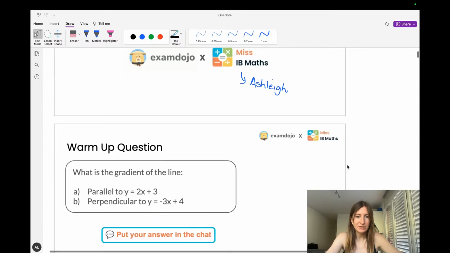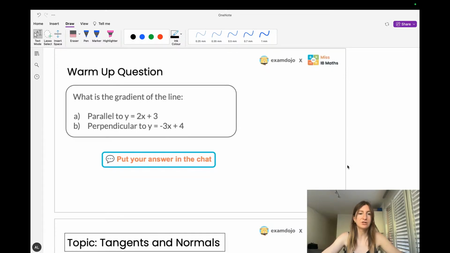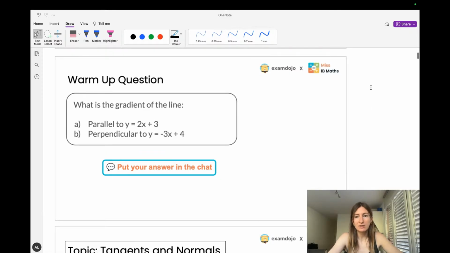So to start off with, what is the gradient of each of these lines? What is the gradient of the line parallel to y equals 2x plus 3? And what is the gradient of the line perpendicular to y equals minus 3x plus 4? Just to get you into the maths mode on this Saturday morning. Any ideas? Gradient for A and gradient for B. You can answer in the chat.